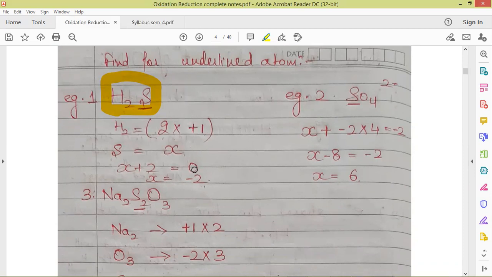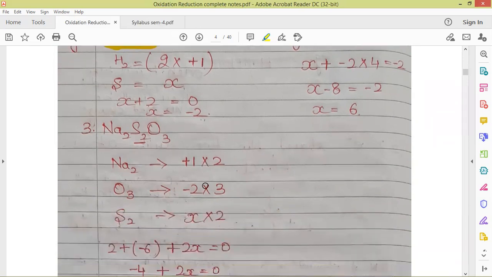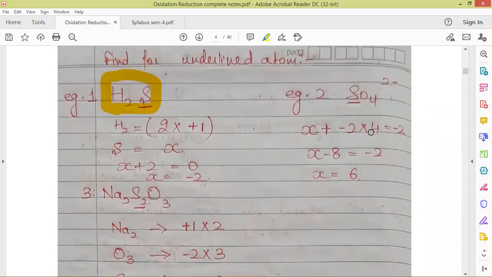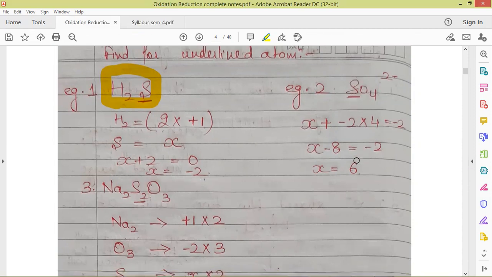Overall charge on the molecule is 0. So from here we can find X, that is the oxidation number of sulfur, which has come out to be -2. Now we have to find it for sulfur in the sulfate ion, that is SO4 2-. For each oxygen it is going to be -2, so -2 into 4, as there are 4 oxygens, plus X for sulfur, is equal to -2. From here, X comes out to be +6. So the oxidation number for sulfur is +6.